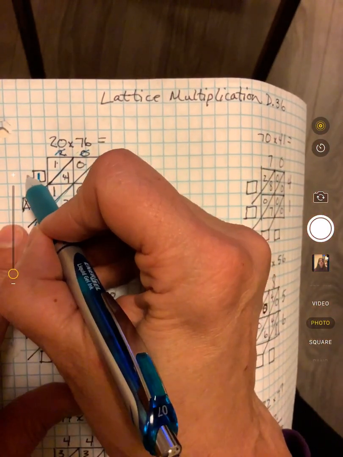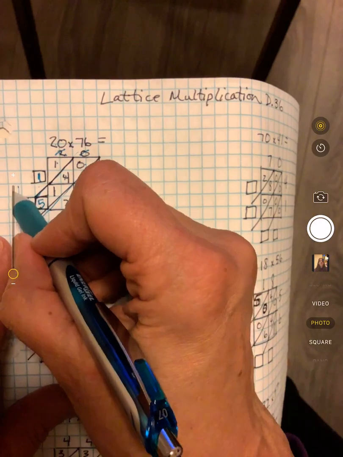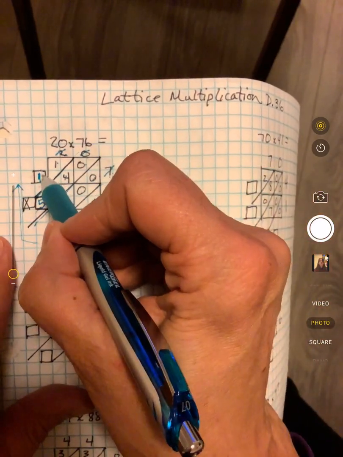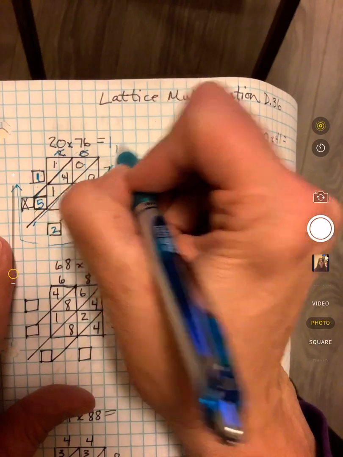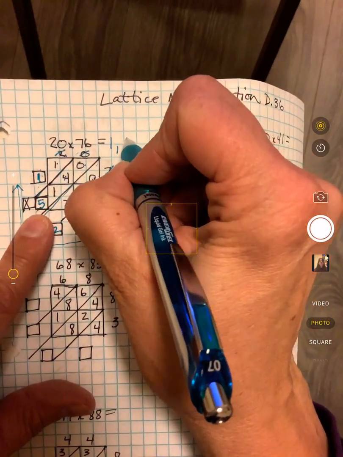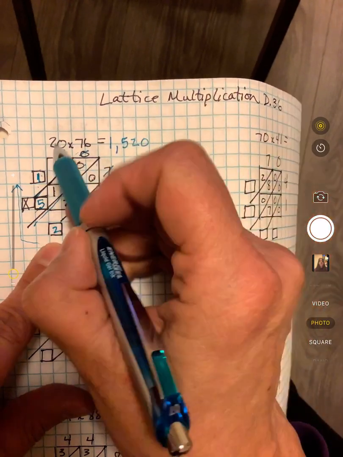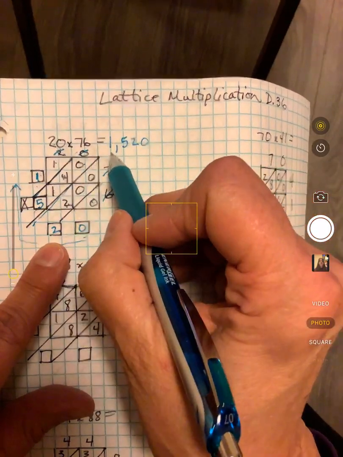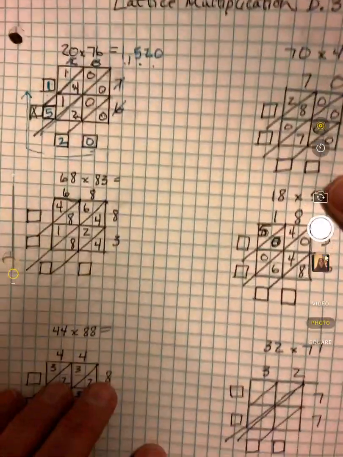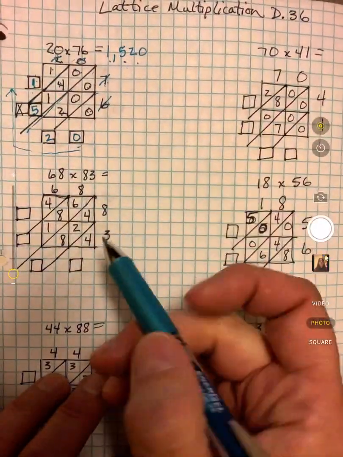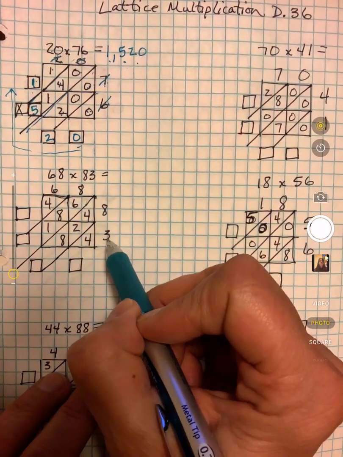So now I do my adding this way, but my answer starts right there. So my answer, and it will put it up there for you, is 1, 5, 2, 0. So 20 times 76 is 1,520. Okay, let's keep going. So they put the 68 times 83.